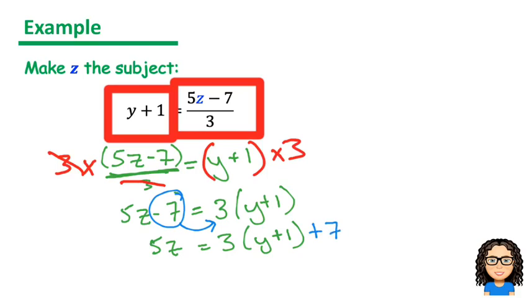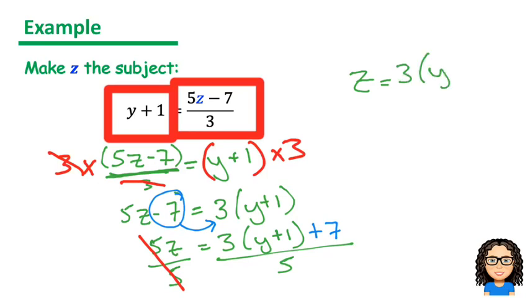Okay, getting closer. I've still got 5z equals, so I need to get rid of that 5. 5z means 5 times z. The opposite of times is divide. So I need to divide both sides by 5. This will cancel out these 5's here. And what I'm going to be left with is z equals 3 bracket y plus 1 close bracket plus 7 all divided by 5. Okay, so I've got z equals.